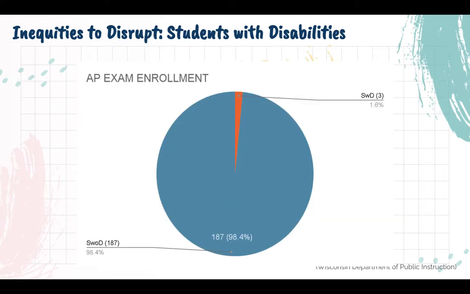Additionally, and kind of a reflection of that, I believe, if we're looking at our AP exam enrollment, we had 187 students last year signed up for AP classes who were students without disabilities, and then we only had 3 additional students who were labeled with disabilities. So out of the 190 students who took an exam, only 3 students were labeled with disabilities.